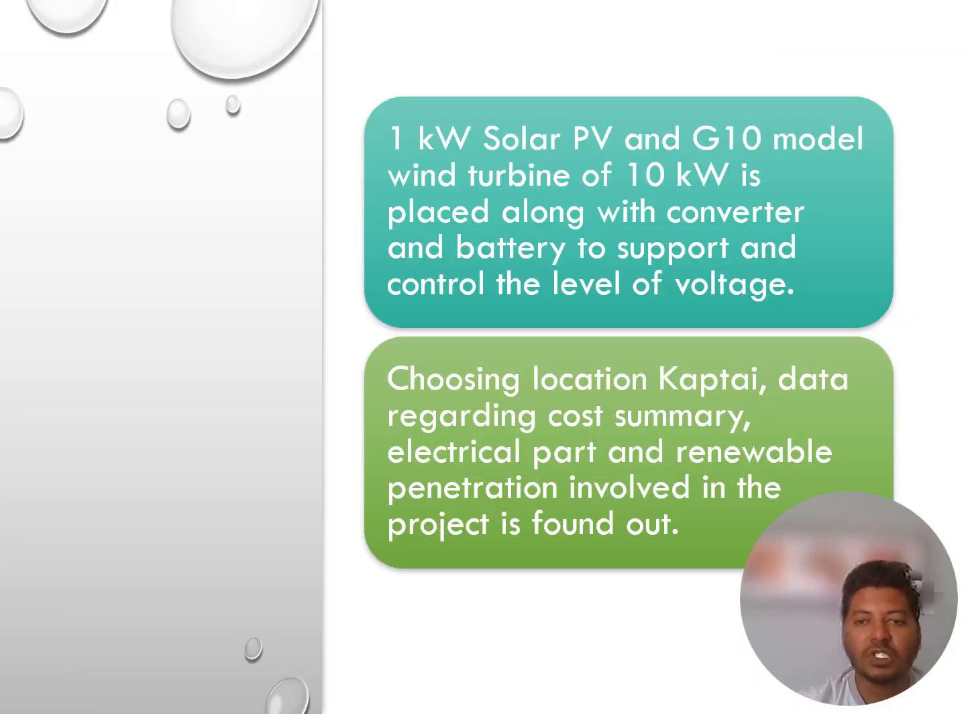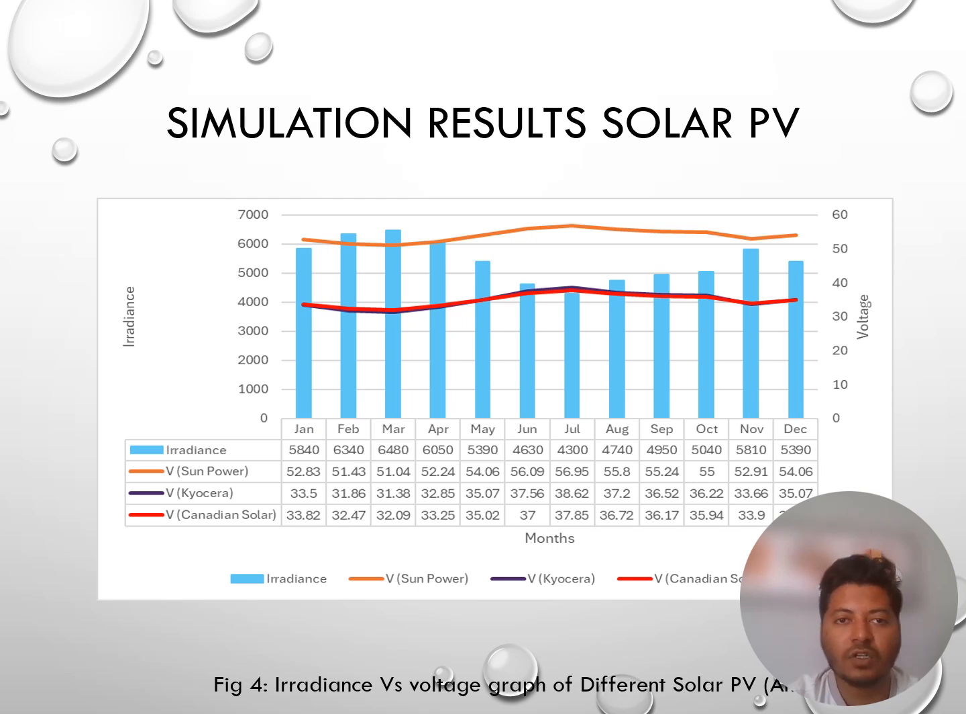Let's talk about the simulation result of solar PV. This graph shows the irradiance versus voltage output of different solar PV models annually. Here you can see the SunPower demonstrates the highest voltage output for the same irradiance data used across three models, which are SunPower model, Kyocera Solar, and Canadian Solar.